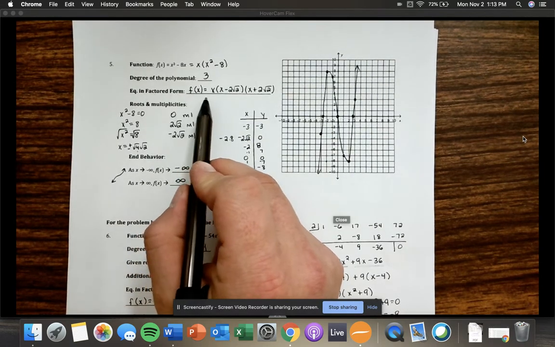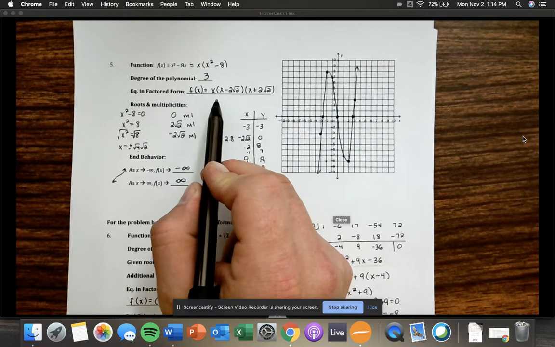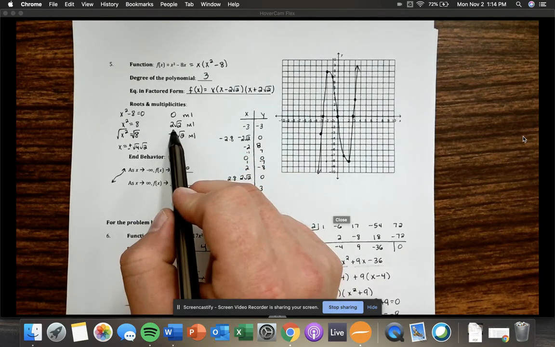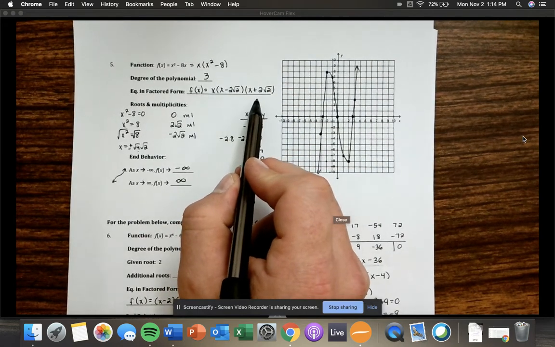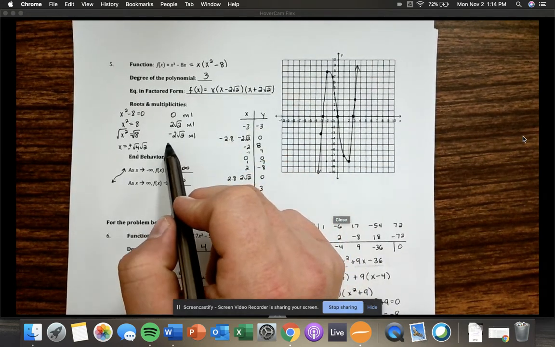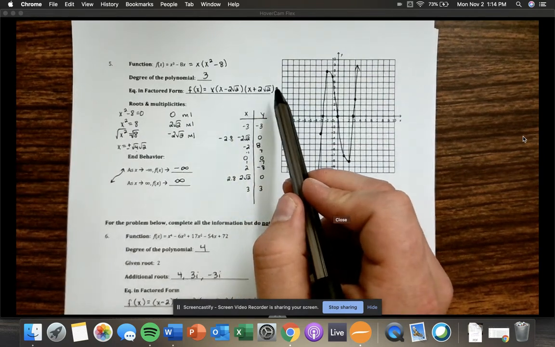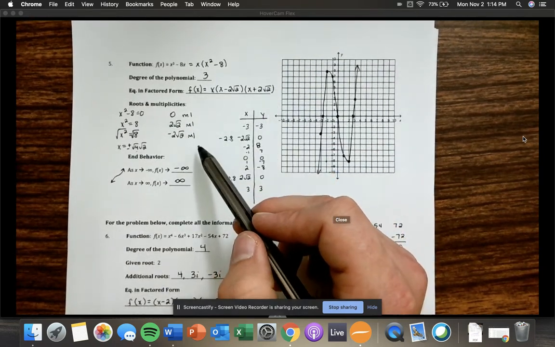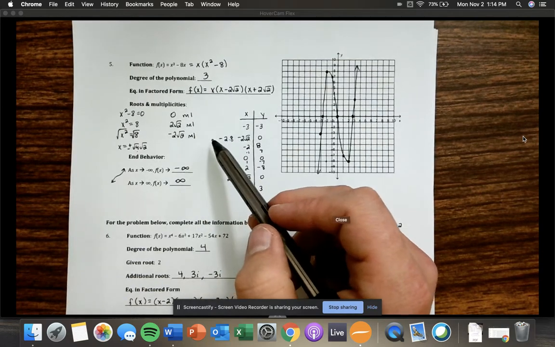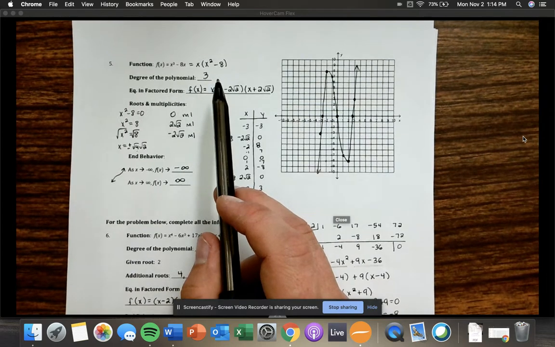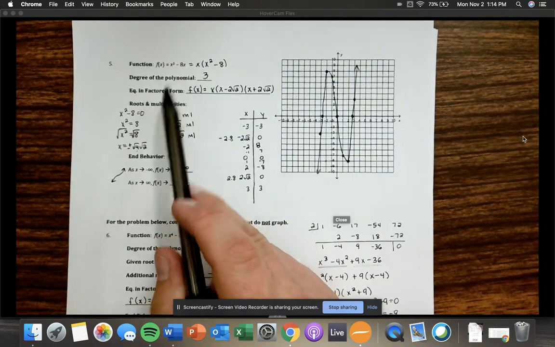So writing it in factored form, right, I'm going to have x minus 2 times square root 2. That gives me this right here. And then x plus 2 root 2, which gives me this right here. Now I know all of them have a multiplicity of 1, right? Because the exponent is all raised to the first power. So all of these roots, they're going to cross. And then it's also got a degree of 3 and a positive leading coefficient.